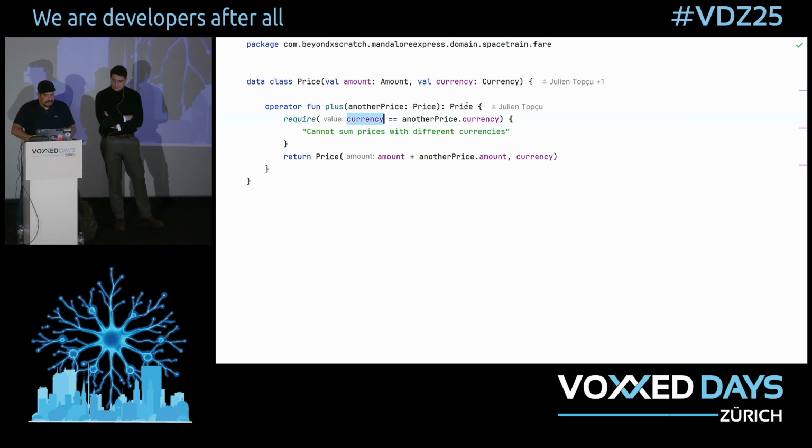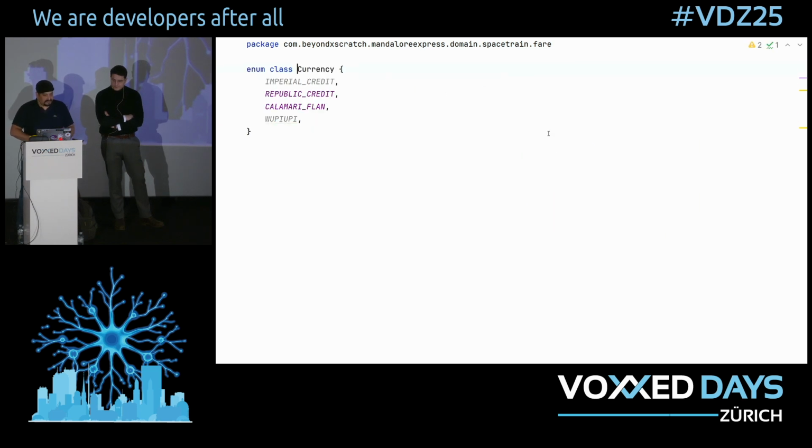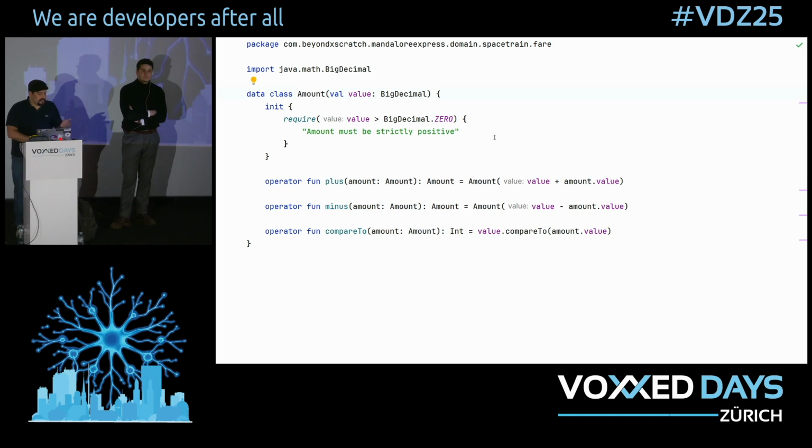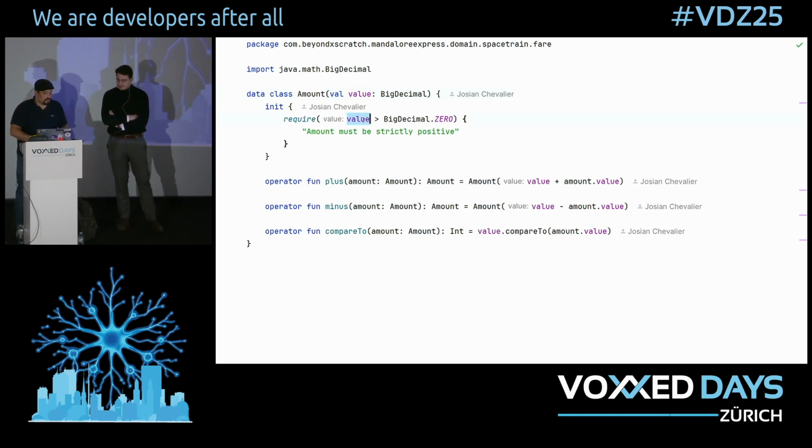Mm-hmm. Okay. And then what do we have? Here the currency, a simple list of currencies. I'm pretty sure you would like to have it the same way in both cases. Yes. Okay, and then here the amount, which only does one thing. It makes sure that the value is strictly positive.